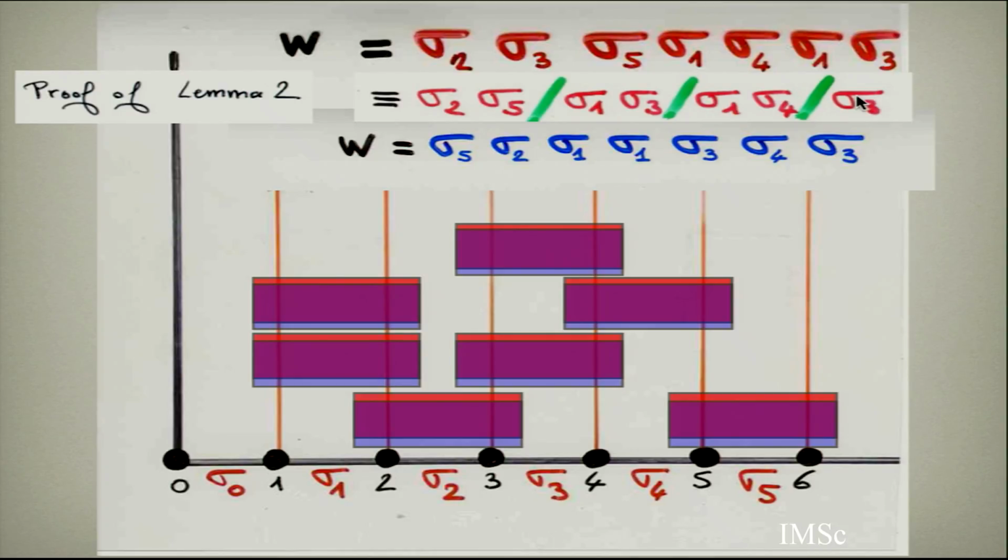So the two words have the same Cartier-Foata normal form, so they are equivalent for the commutation relation. So again, this is obvious. So we have proved lemma 1 and lemma 2.